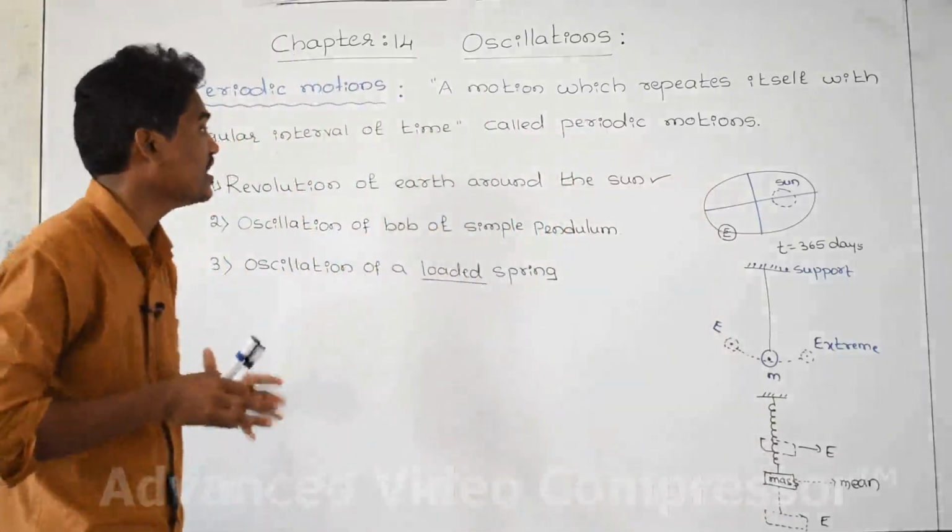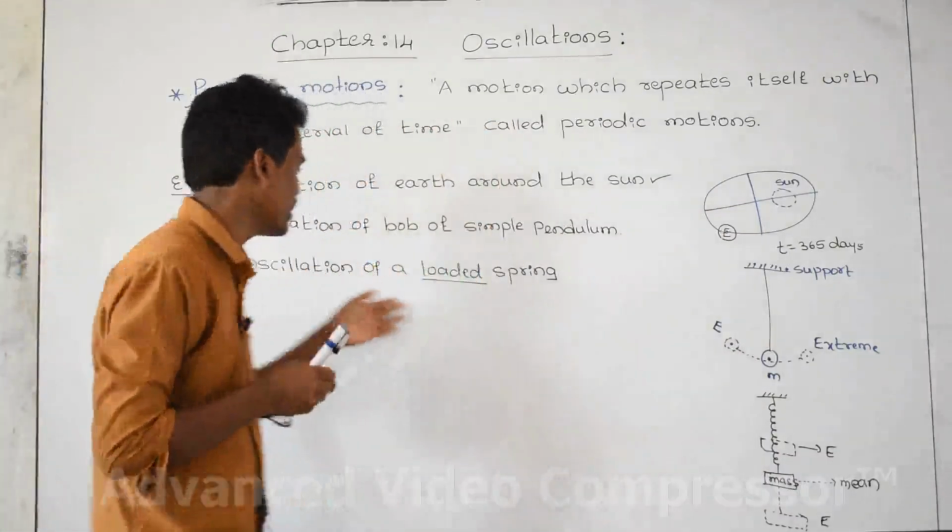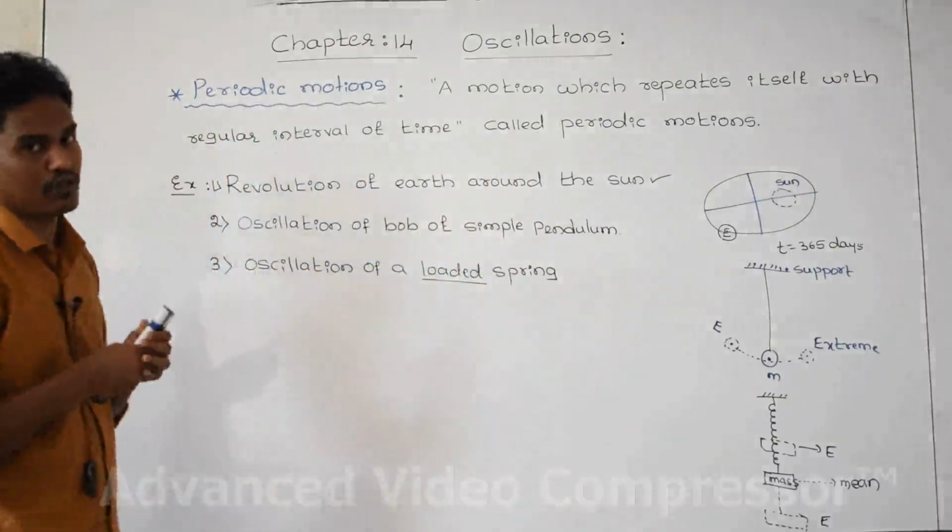The time taken by the body for each and every cycle is the same. It is maintaining a regular interval of time. Therefore it is also an example of periodic motion.